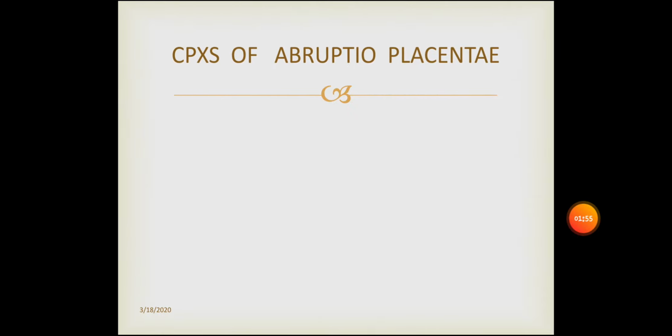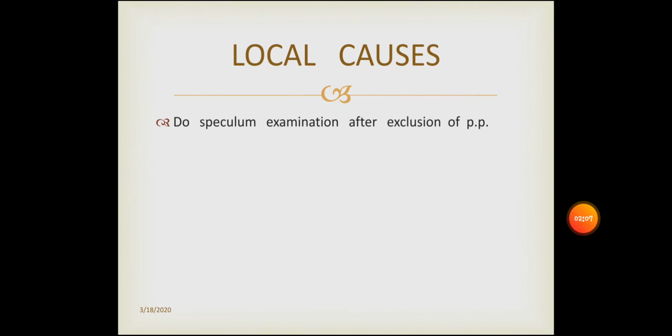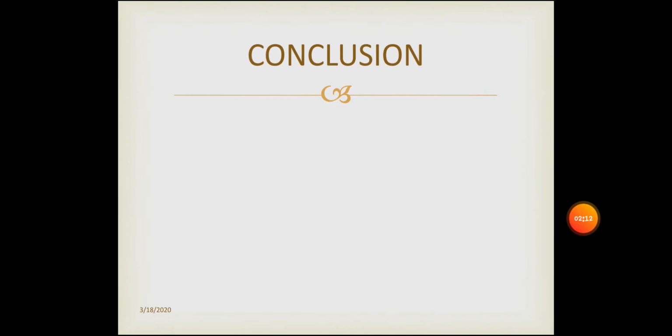So what are the complications of abruptio placenta? Disseminated intravascular coagulation, renal failure, postpartum hemorrhage. What are the local causes? Do a speculum examination after exclusion of placenta previa. So in conclusion, antepartum hemorrhage is an obstetric emergency.